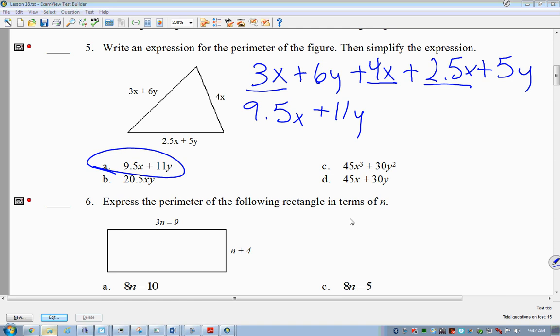The only thing that we have to remember is because we express the perimeter of the following rectangle in terms of n, is I got to remember that this is n plus 4 over here. This is 3n minus 9 over here, right? If we're going to write an expression, I need to remember that I have 4 sides there when dealing with perimeter. Does that make sense?